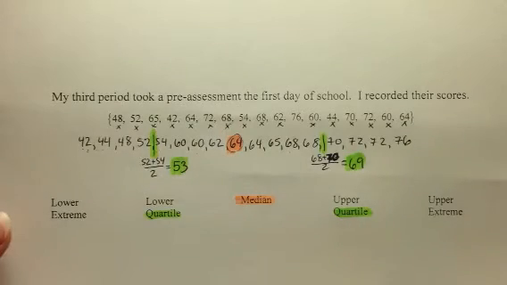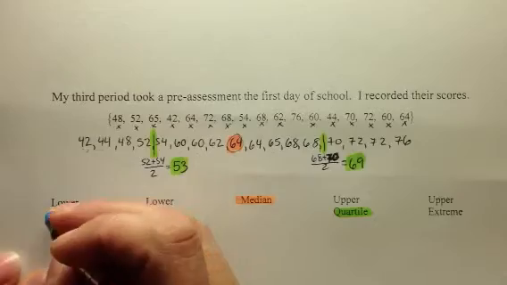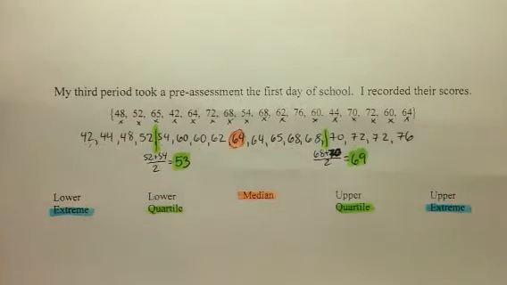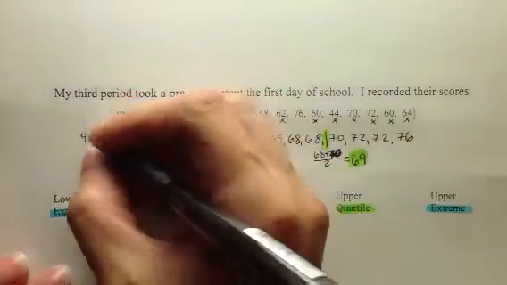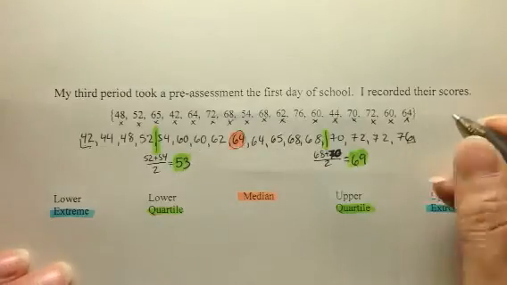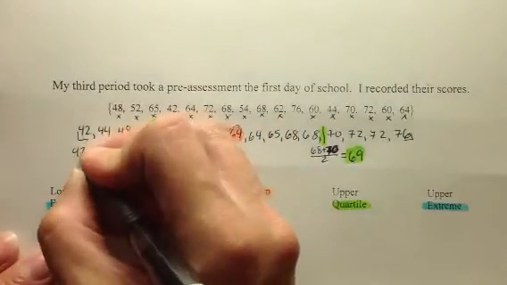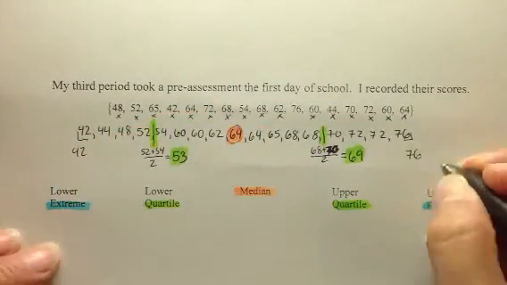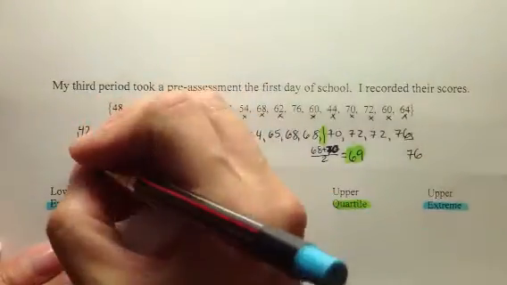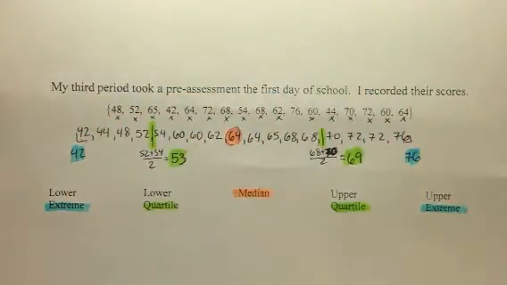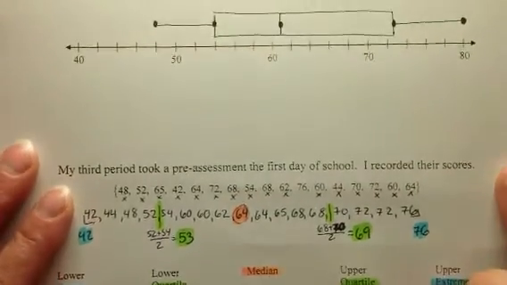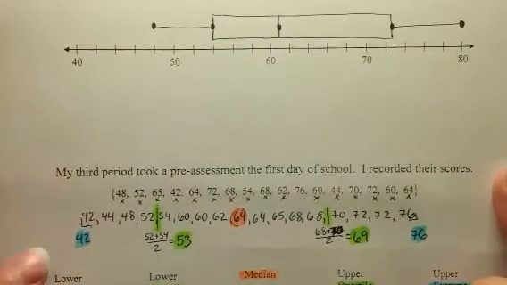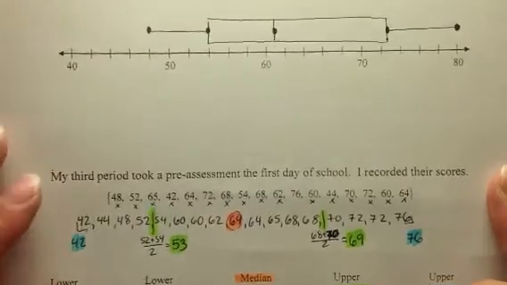So when I make my box and whisker, I still need to use 2 more numbers. Those are the extremes. Those were my bottom and upper numbers, so 42 and 76. And those are going to frame out my quartiles. Those are the numbers I'm going to graph on the number line. So I'm actually going to use the same number line. This time I'm going to do it below.